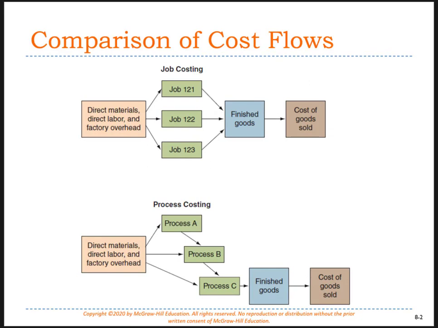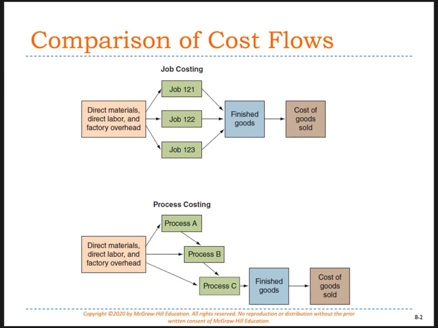So if we look at the cost flow in job costing, each thing is going to the individual job. As long as you identify the direct costs by job and allocate the overhead, then the cost per job is not hard to find because there's a start and stop. You don't have to do a lot of estimating of when it started and stopped.